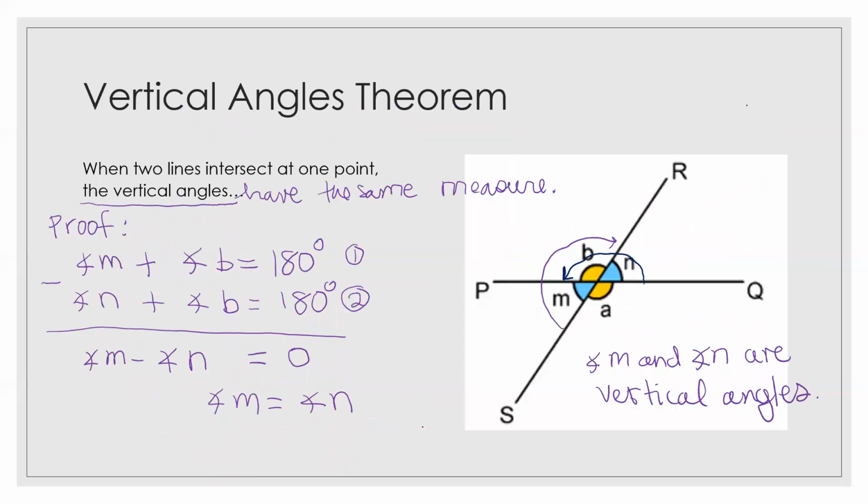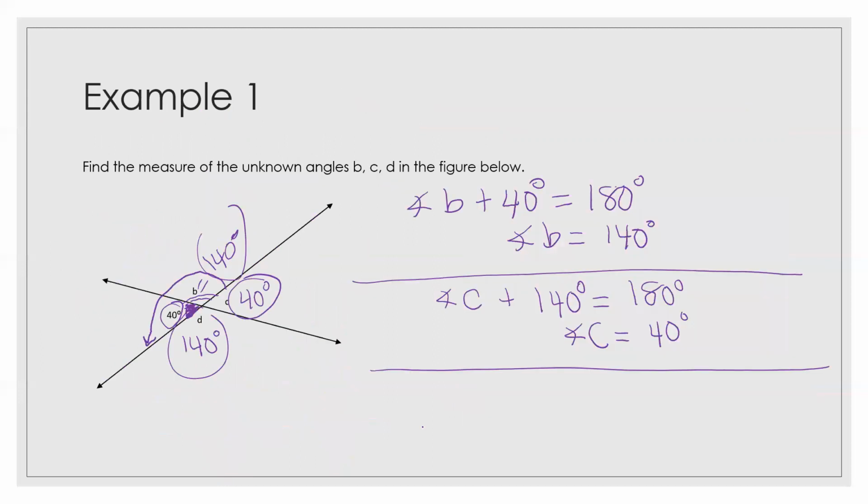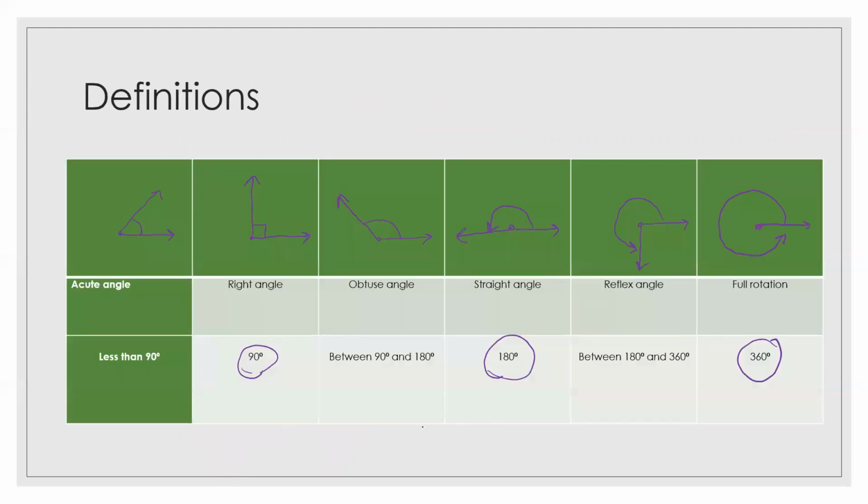Okay, so let's recap. Vertical angles have the same measure. And most importantly here, we would say a full rotation is 360, a straight angle is 180, and a right angle is 90, and we have stuff in between this. All right, that's it for today.